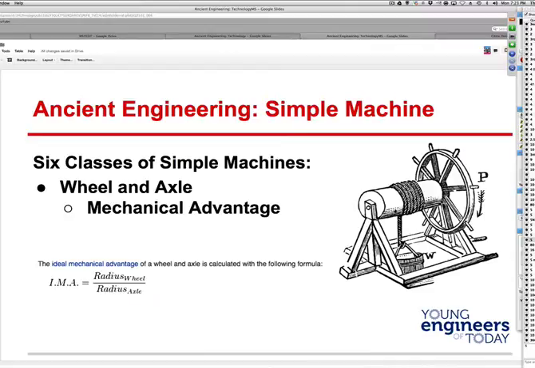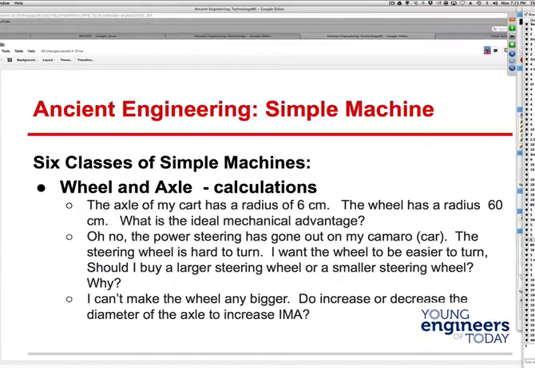Sorry. So, I said the radius of the wheel was 60. The radius of the axle was 6. That gives us an IMA of 10.